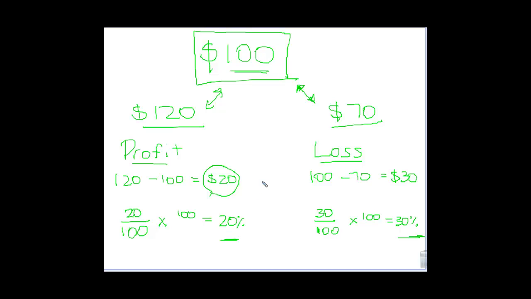So that's what we mean by profit and loss. So your story should include some sort of calculations like that, because you're either talking about a profit or you're talking about a loss in your short story for task 3.